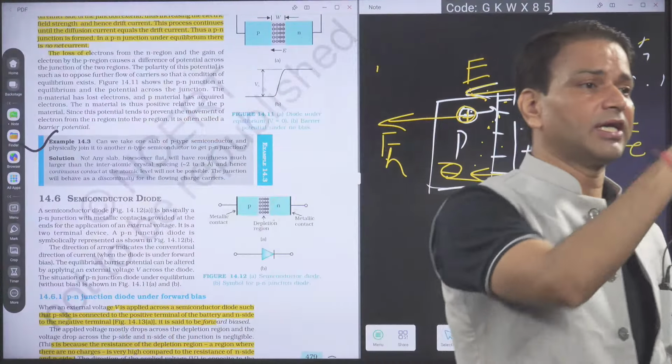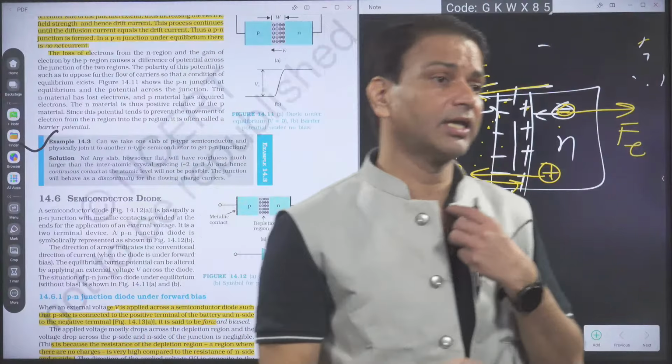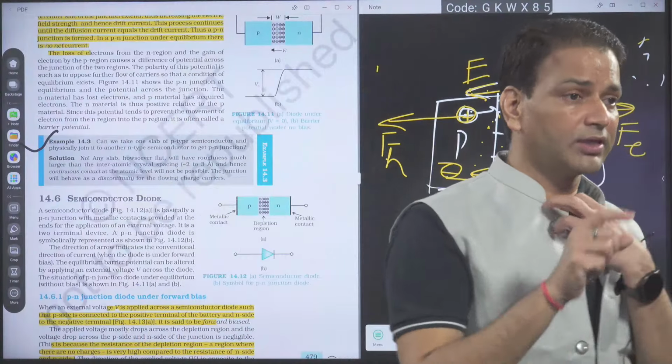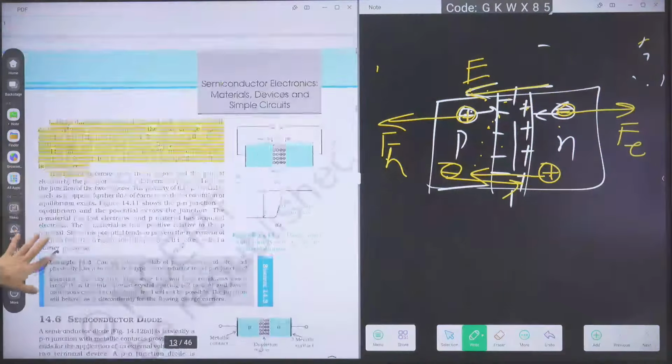And what is the direction of the diffusion current? That is due to the majority, and it is from P to N. So these are small questions they can ask. What is the direction of the diffusion current? P to N. What is the direction of the drift current? N to P. All this is given here also.